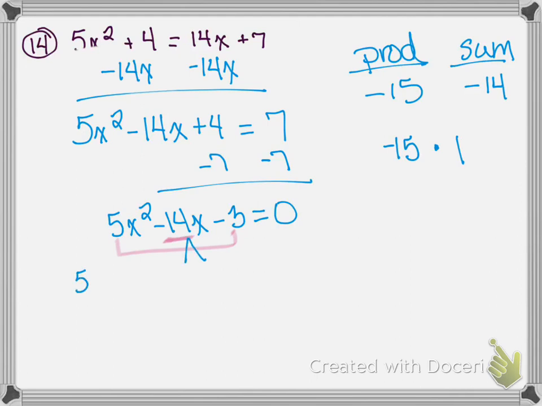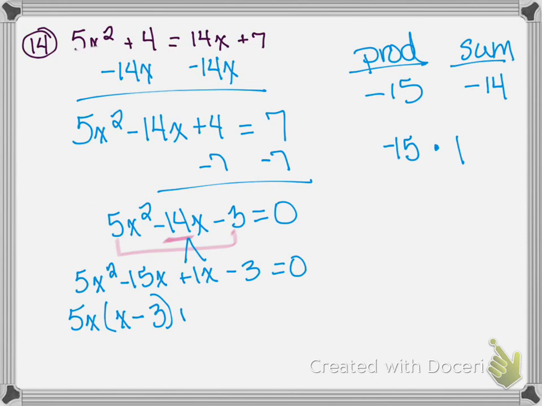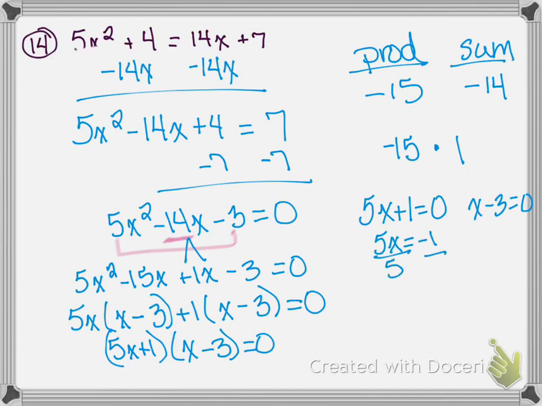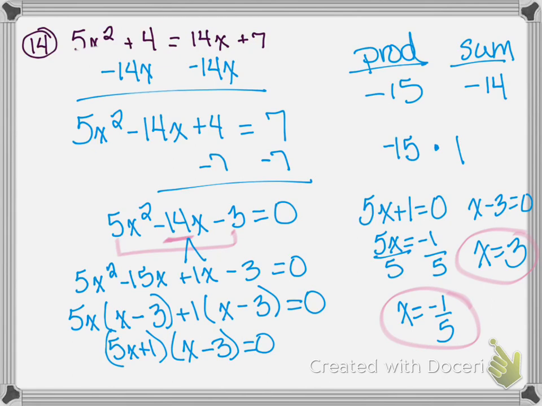So I have to split this. So I have 5x squared minus 15x plus 1x minus 3. Okay, I take 5x out of the first part, and I'm left with x minus 3. I don't have anything that I can take out of the second one. So remember, when that happens, I'm taking out a positive 1. So I have 5x plus 1 times x minus 3. I set each one of those equal to 0. So I have 5x plus 1 equals 0 and x minus 3 equals 0. As I solve each of these, I end up with x is equal to negative 1/5 and x is equal to 3. And so both of those are my answer to number 14.